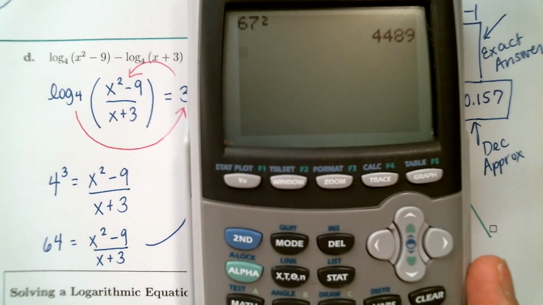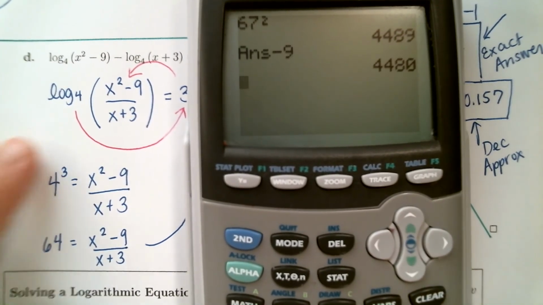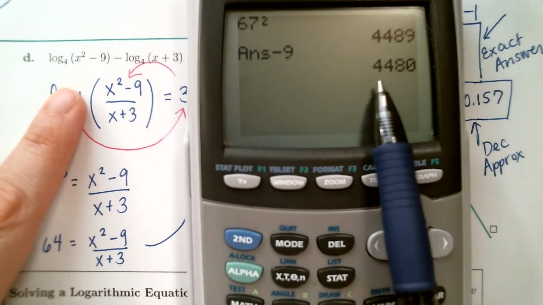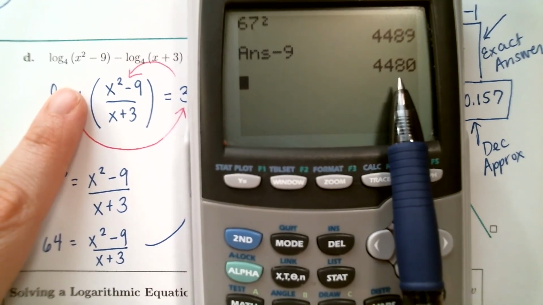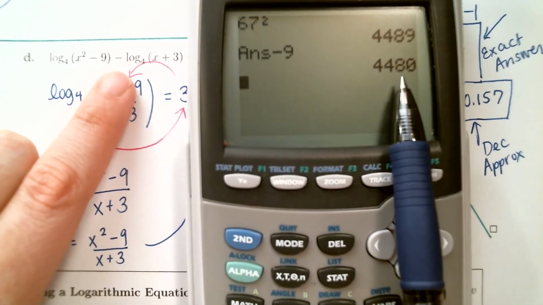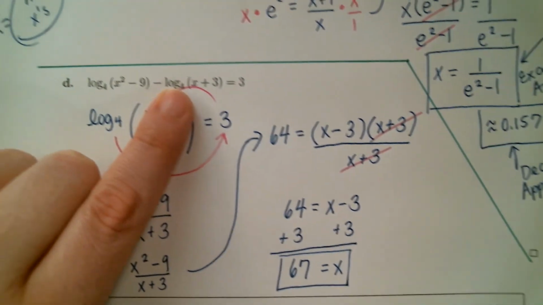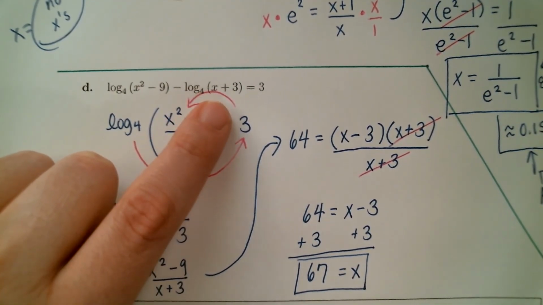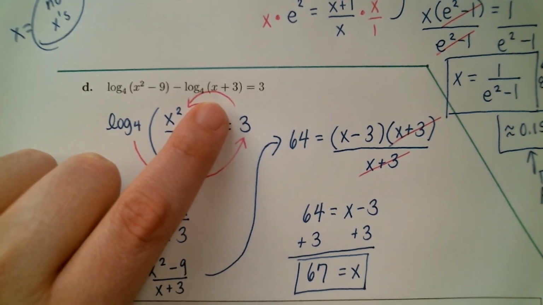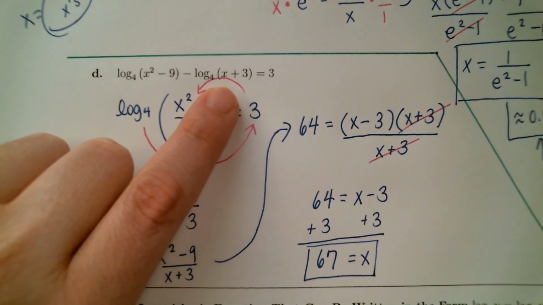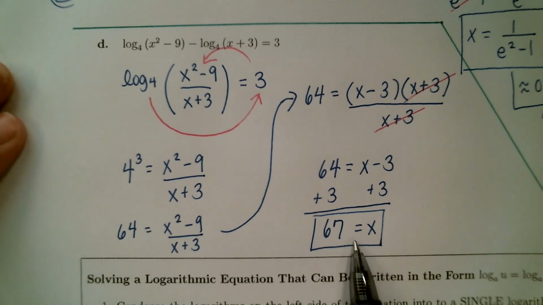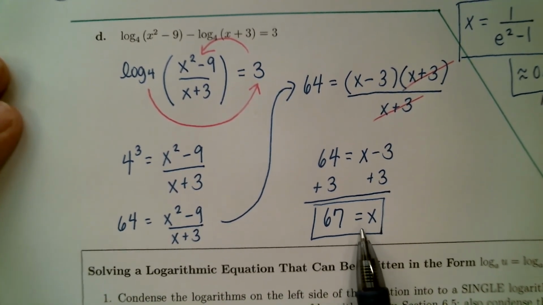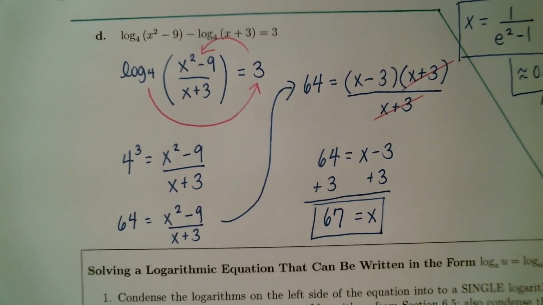4,489. And so if I subtract 9, I'd be taking the log base 4 of this number, and that's fine. You're taking the logarithm of a positive number. That's all we're trying to make sure we're doing. And then over here, if you plugged in 67 as the answer, you'd be taking the log base 4 of 70. So that's fine. We're taking the logarithm of something positive. So this is a viable solution. That's the answer to part D.